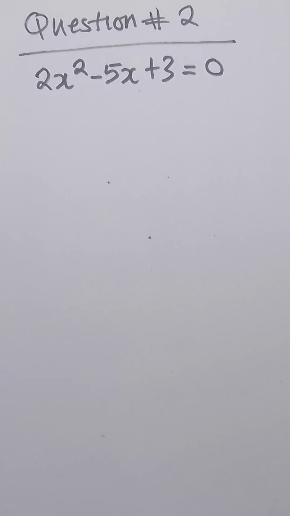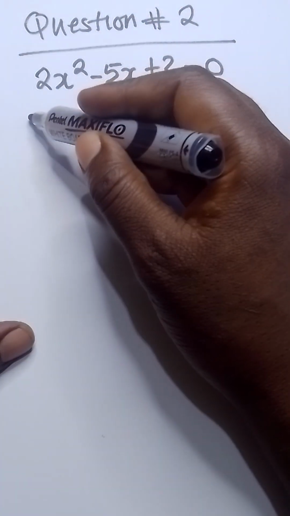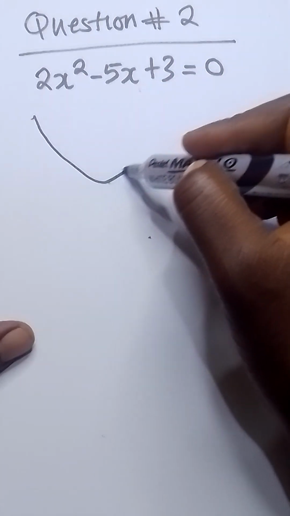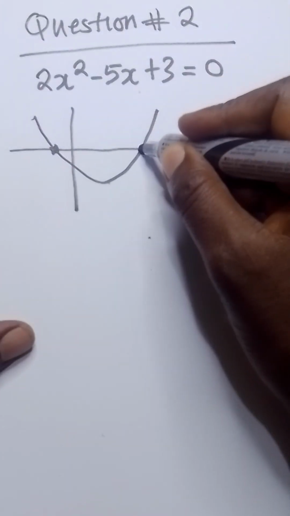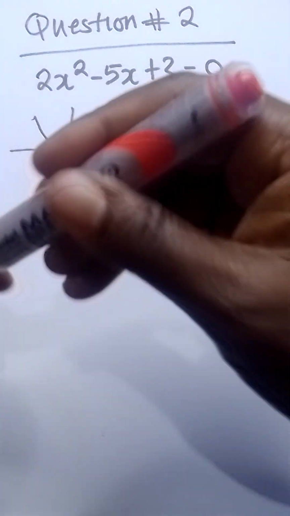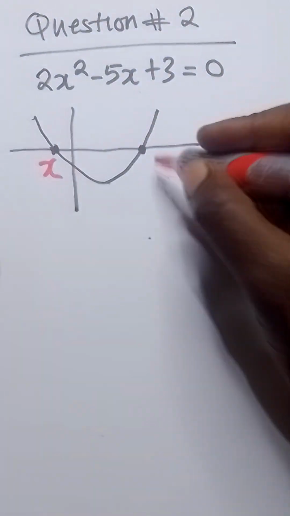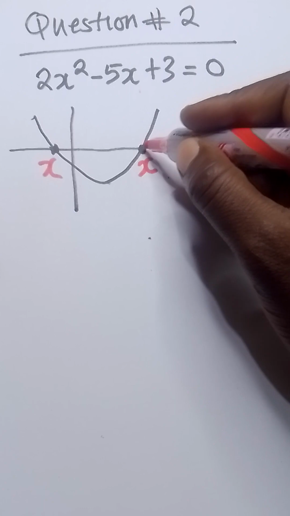Okay, let us revise this question. The question says find the roots of the equation 2x squared minus 5x plus 3 is equal to 0 using the factorization method. When we are told to find the roots, we should remember that a quadratic equation looks like this. It crosses the x-axis at 2 points. So we are going to find the value of x here and another value of x here. So these are the roots.